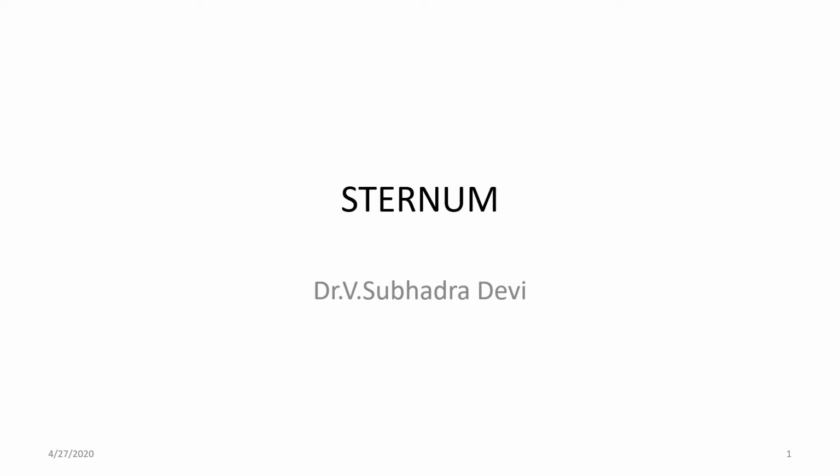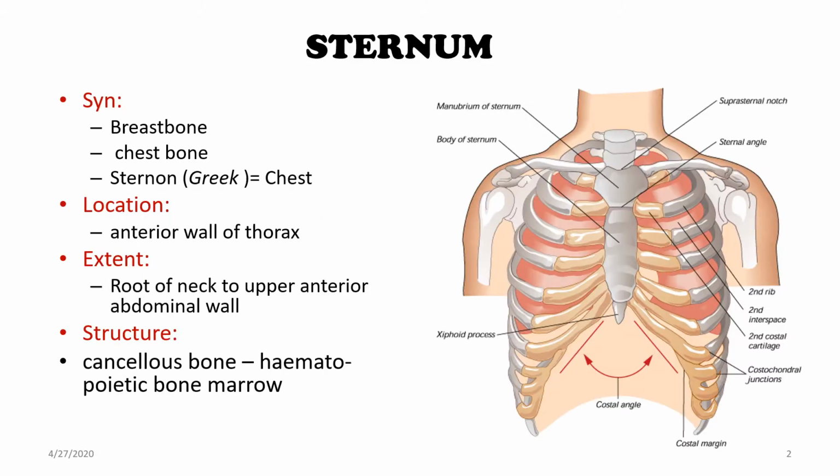Dear students, after studying the typical rib and typical vertebra, that is thoracic vertebra, let us learn about the sternum. What is meant by the word sternum? The word sternum is derived from the Greek word sternon, which means chest. So, the sternum is also known as breastbone or chest bone.